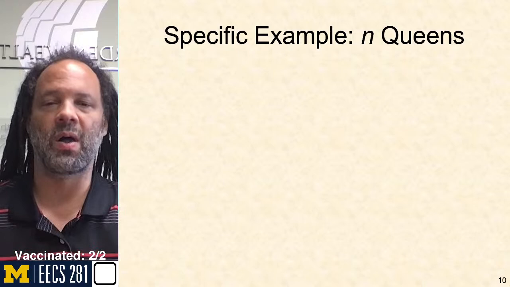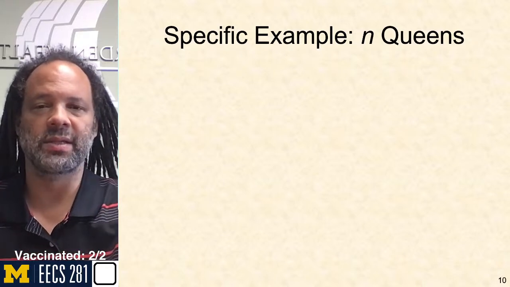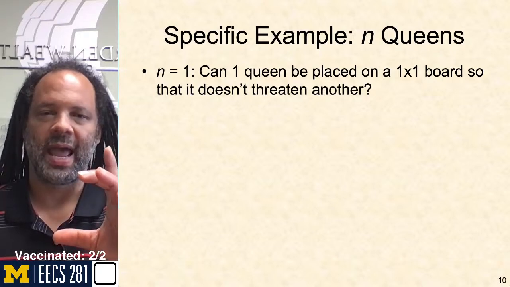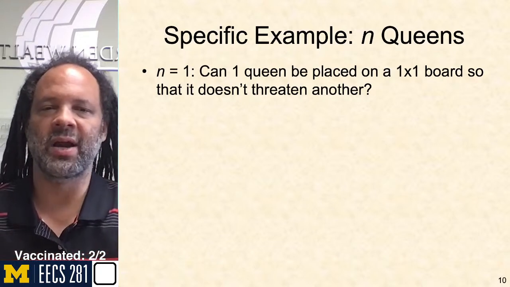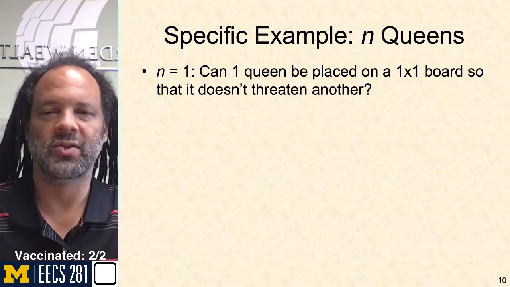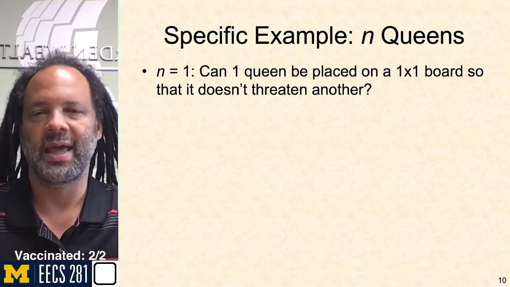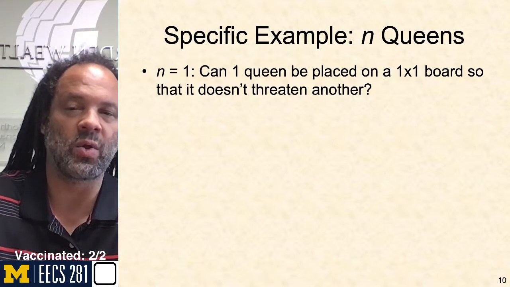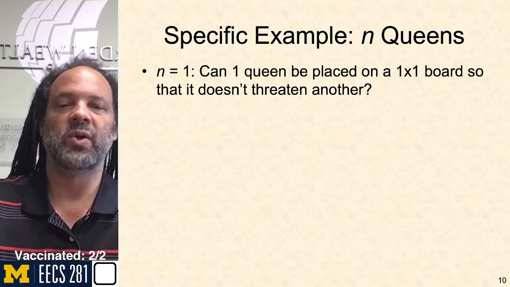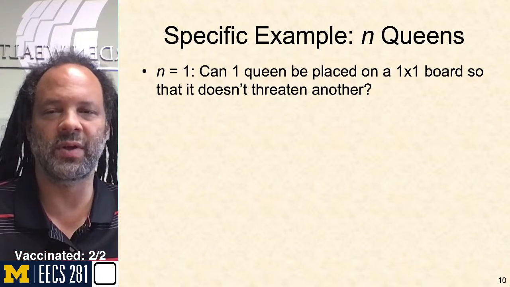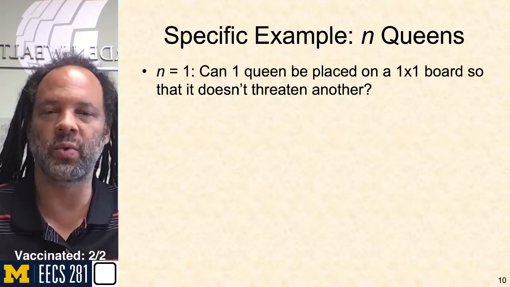So here's our specific example. It's a problem called n queens. And the premise is to take a chessboard and place the number of queens in there equal to the number of squares on a side. So we'll start out really simply. If I've got a 1x1 chessboard, can I place a single queen on that board so that that queen is not threatened by any other queens? And this is trivially easy because there's only one queen.